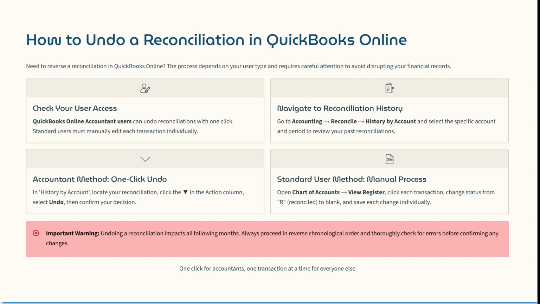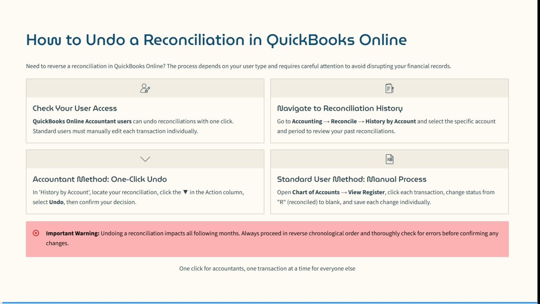So let's go to Accounting, Reconcile, and History by Account, and then select the specific account and the period to review your past reconciliations. In the History by Account, locate your reconciliation and click the drop down which will be in the action column and select Undo, and then confirm that decision.